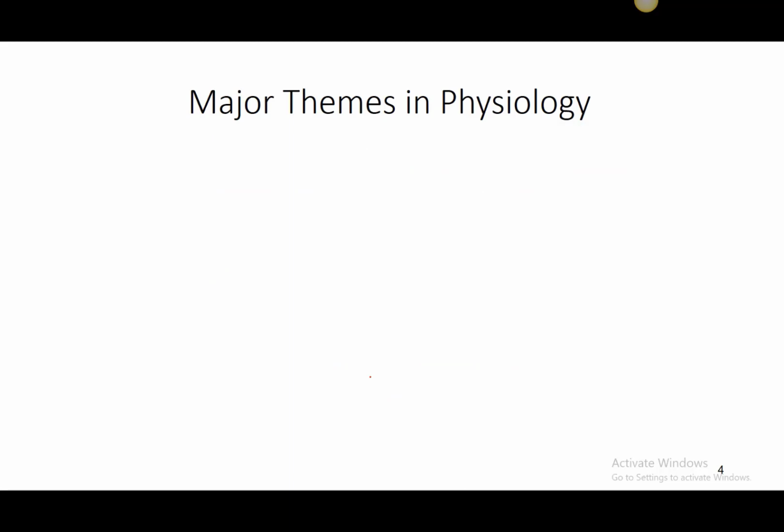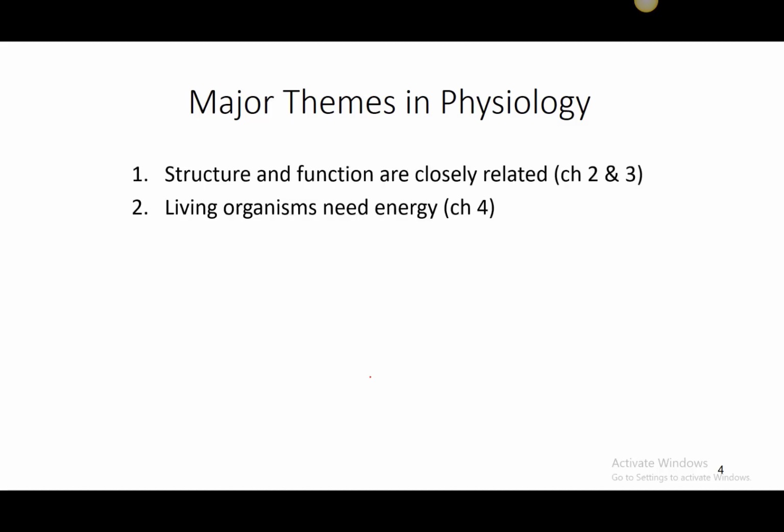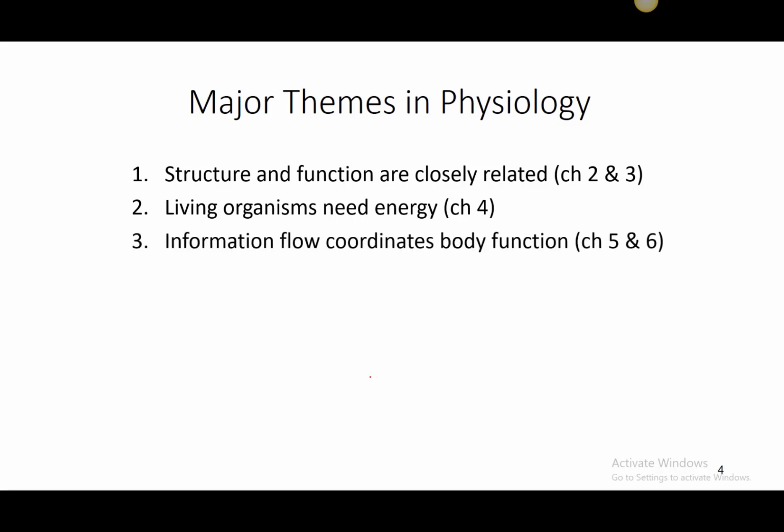First, structure and function are closely related. For example, in hemoglobin, a small change in its protein structure, just one amino acid different, leads to sickle cell disease. Second, energy is essential. Energy has to be balanced. Unbalanced energy intake and output leads to disease. Third, information flow coordinates body function. The nervous system and endocrine system are responsible for this information flow.